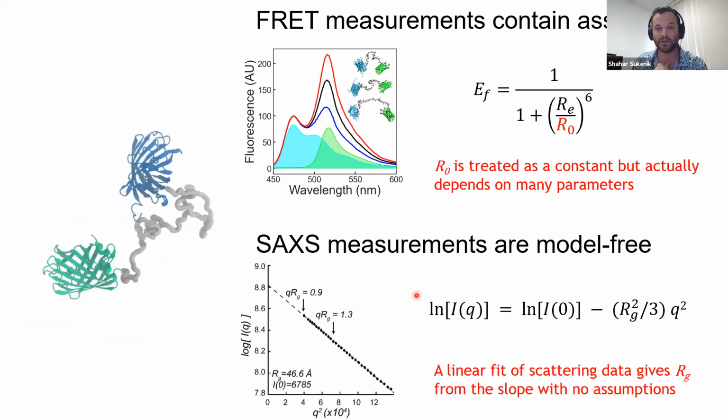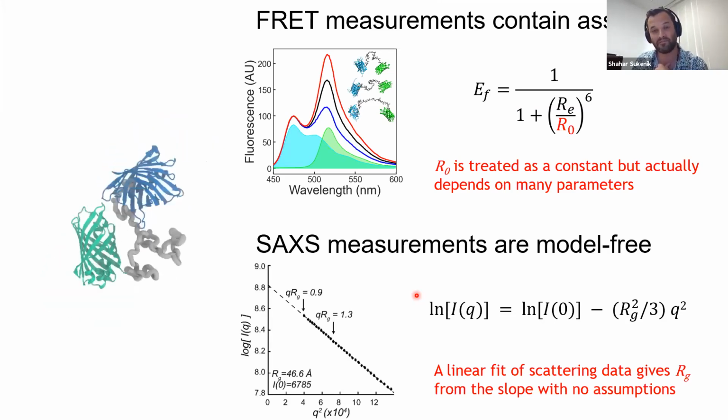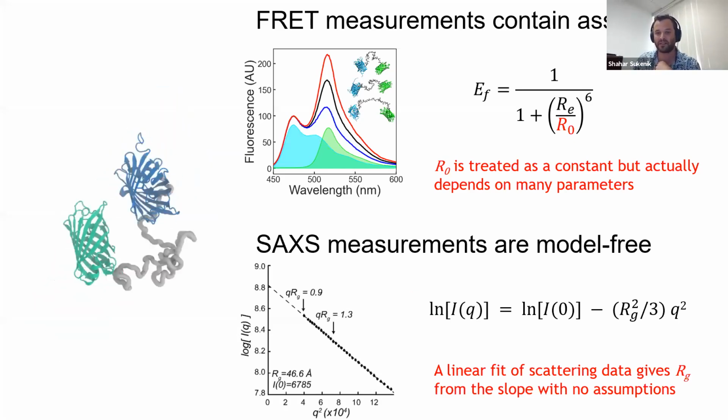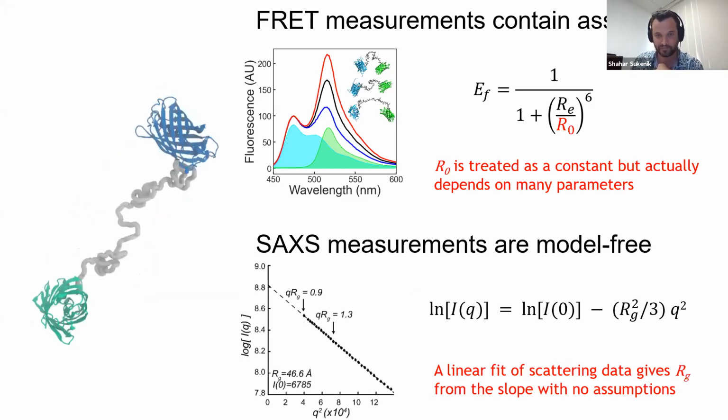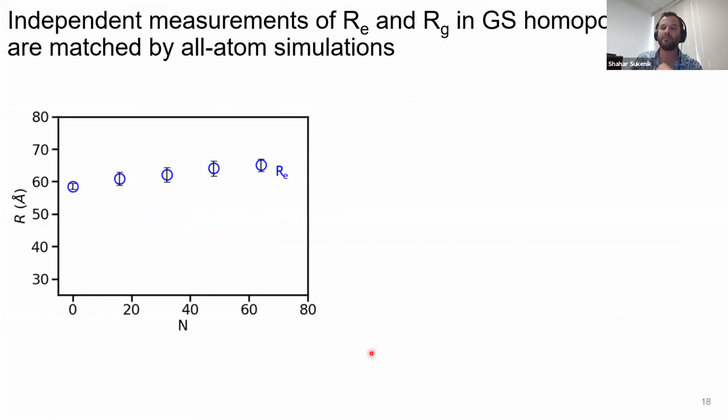I'm not going to go into it. I'm just going to say that at least in our constructs, this has been resolved, and I'll show you exactly how that happens now. And so we start with independent measures of RE through FRET and RG through SAXS in our glycine serine repeats. And this is kind of what it looks like.